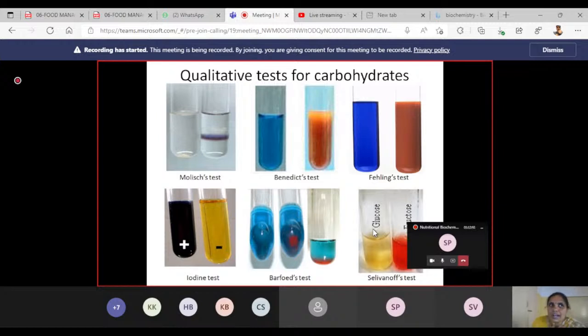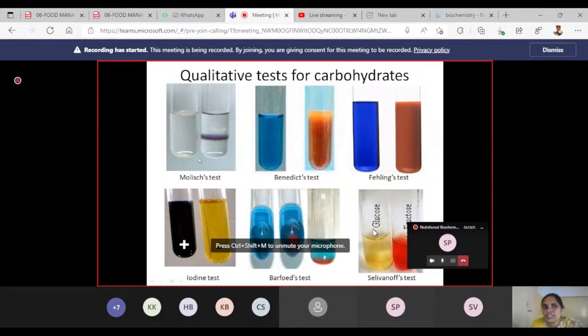In your books, there's a large amount of information, so please try to write it down or make a note. Benedict's test and Fehling's test are just used to check whether there are reducing carbohydrates or not. In alkaline medium, the sugars will form enediols, which will reduce the copper ions and form a reddish brown precipitate.